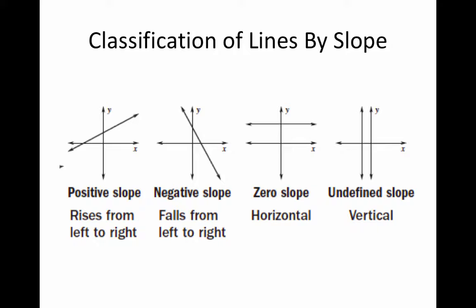So we end up with 4 different types of lines if we classify them by their slopes. A line with a positive slope goes up to the right. A line with a negative slope goes down to the right. For zero slope, this is one of our 2 special cases, zero slope and undefined slope. Zero slope goes with horizontal lines, and horizontal has 2 O's that would look like zeros in their description. An undefined slope goes with a vertical line.